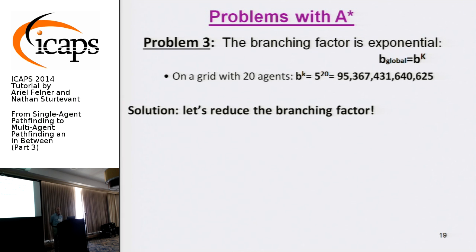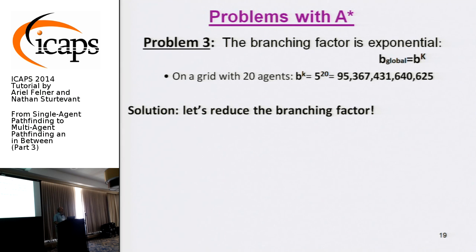Another problem with A* is that the branching factor is sometimes exponential, okay? Let's say I have 20 agents on a grid, and each of them can make the 4 cardinal moves plus wait, so the individual branching factor is 5. So now I have 5 to the 20 different children for just a given node. See how big this number is.